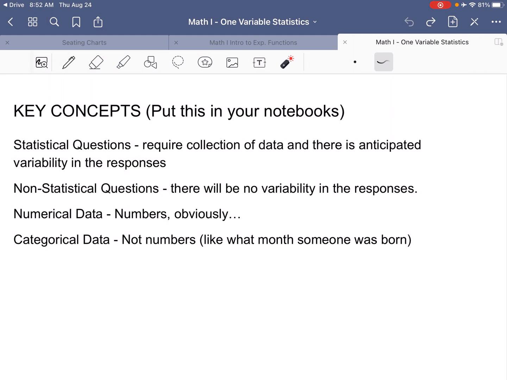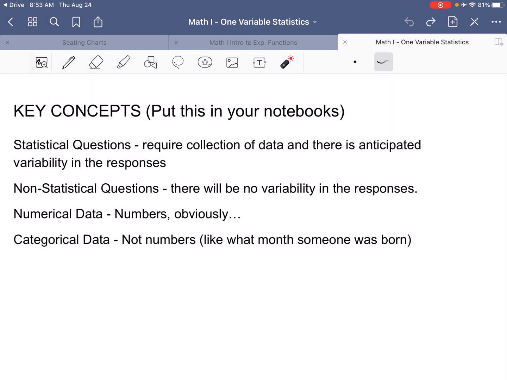Now, a non-statistical question would be something like, how many chairs are in Mr. Van's classroom? Somebody might have a different number than I do, but that doesn't mean that there's actually a possibility of variance in the answer. That just means they're wrong. There are 24 seats in my classroom, and everybody should get that exact same answer. No variability in the responses.